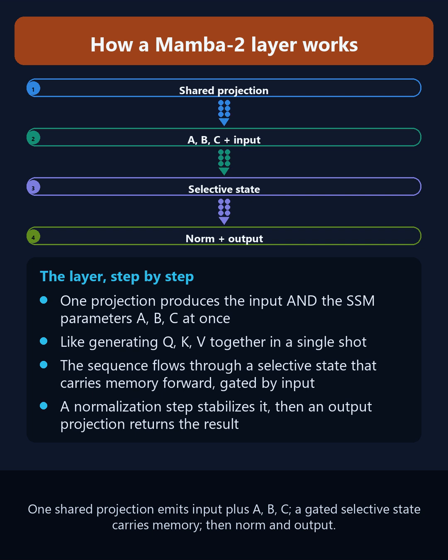Here is how a Mamba-2 layer processes a sequence. One shared projection produces the input along with the state space parameters A, B, and C all at once, much like generating queries, keys, and values together. The sequence then flows through a selective state that carries memory forward, gated by the input. A normalization step stabilizes it, and an output projection returns the result. Fast to train, cheap to run.